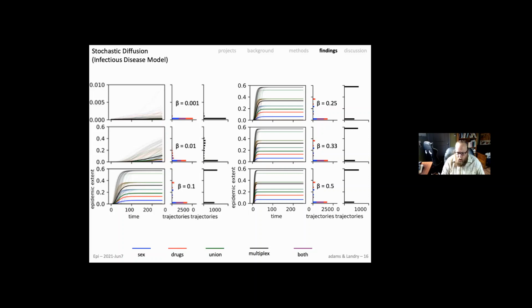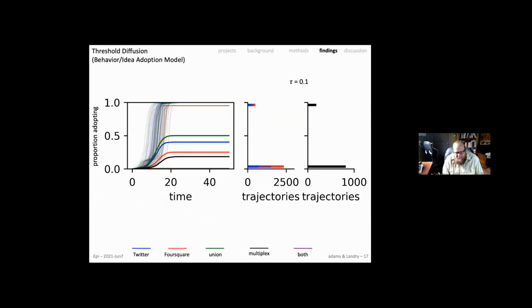So the punchline on the stochastic or infectious disease model is that the union of the sex and the needle layers doesn't add up to the diffusion that would take place on the multiplex layer. What happens on the threshold model? Well, it actually flips for most of the settings. I'll get to some differences in a second. But focusing on one level here, this is a threshold of 0.1. So this is essentially saying, do at least 10% of my partners have to have adopted before I will adopt?